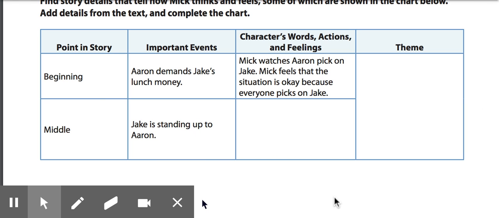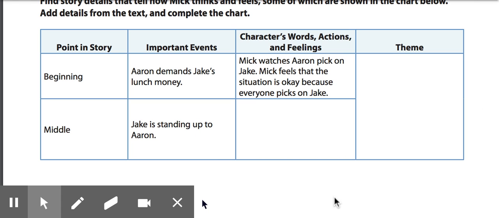So, we could think about the words and the action and feelings in the middle of the story when Jack stands up for Aaron, right? Then we will move on to our theme. So let's think out loud really quickly. The story is mostly about Mike. So I'm focusing my details and describing his action and feelings to see how these details develop the theme of this part of the story.